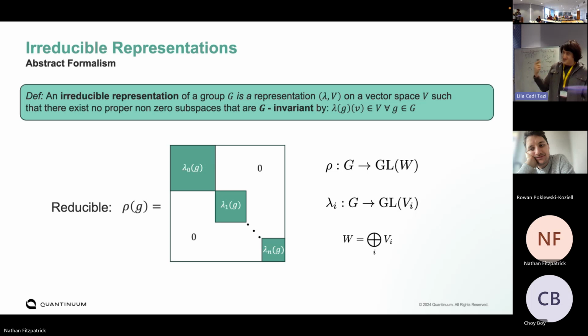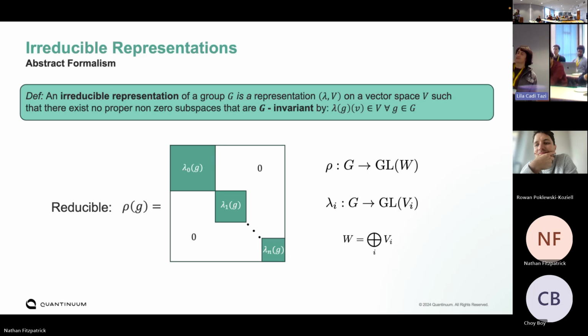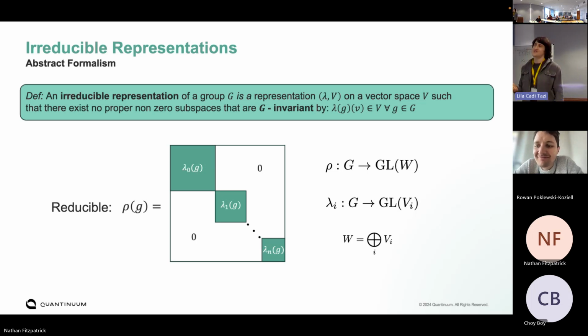And then once you have these representations, you have these irreducible representations. An irreducible representation of a group is a representation lambda on a vector space V, such that there is no proper non-zero subspace W invariant under the action of lambda of g on an element in V, for all g in G. So what that's saying is you might have some matrix which does the group action rho, and that will act on W via the general linear matrices.